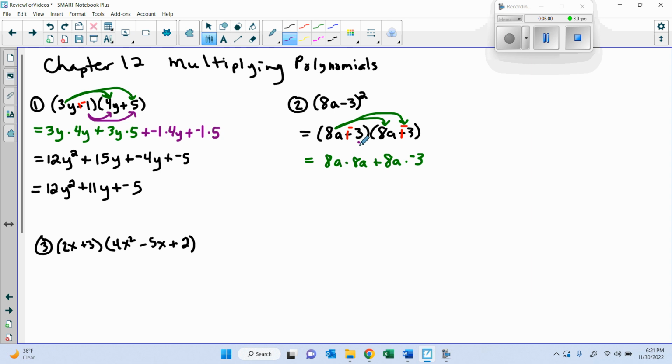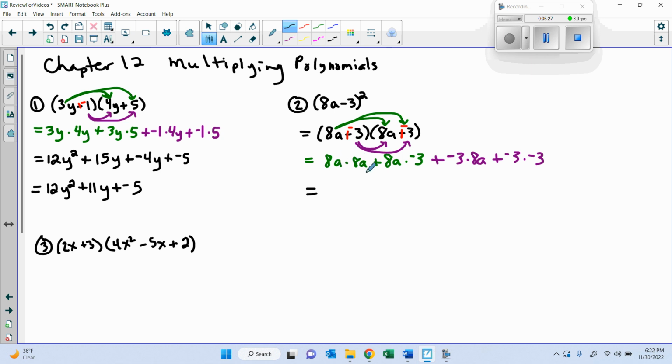Then I'm going to do negative 3 times each thing inside. So we'll start with, again, polynomial plus, and then we'll do negative 3 times 8a, plus, and then we need to do negative 3 times negative 3. And then all that's left is just to do all these multiplications and then any other simplifying.